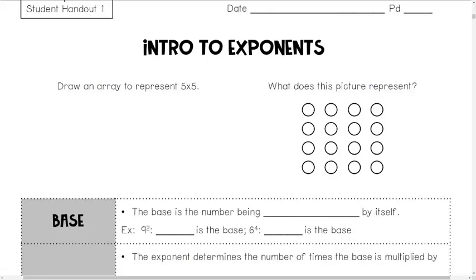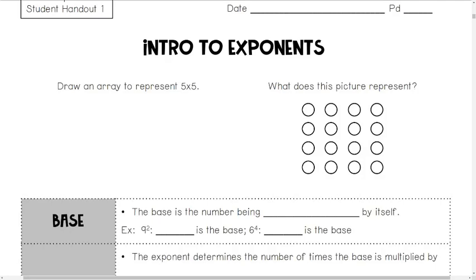Welcome back. So today we're going over the introduction for exponents, and in this one we're going to talk about what we do with exponents and how to represent them in multiple ways. So with the information here, we're going to go ahead and start with this one right here where it says draw an array that represents a 5 by 5.